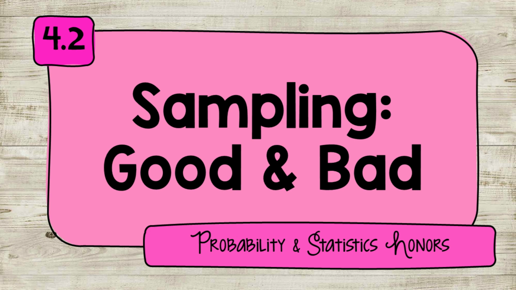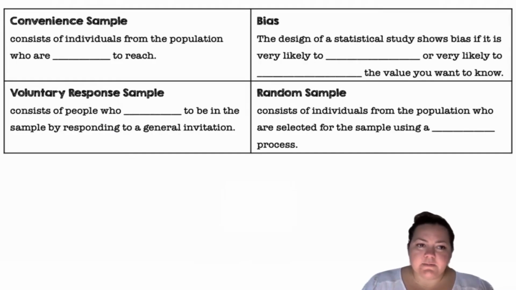Hey there, students. It's Miss Adams, and in this video, we're going to talk about sampling, the good and the bad. All right, so a convenient sample consists of individuals from the population who are easy to reach. Okay, so if you just asked your friends or family, or you surveyed the people that were in the room that you're currently in, that would be a convenient sample.